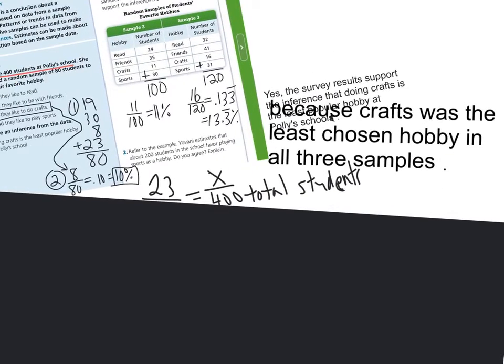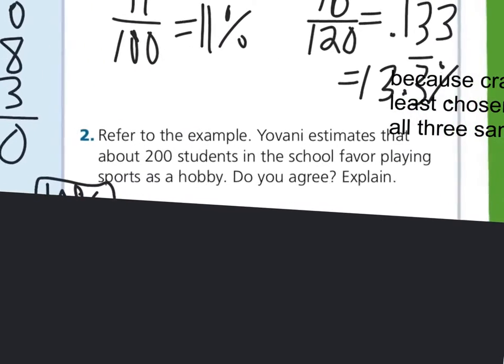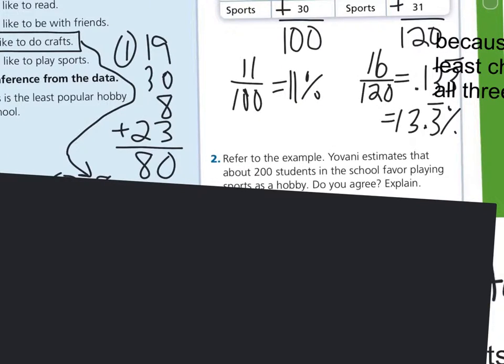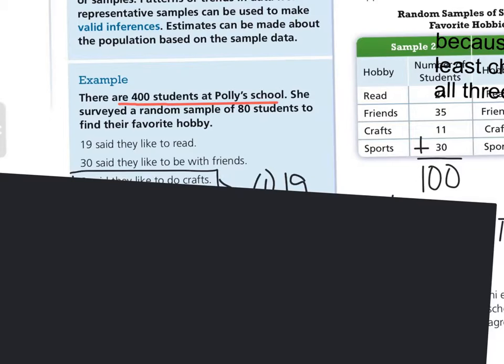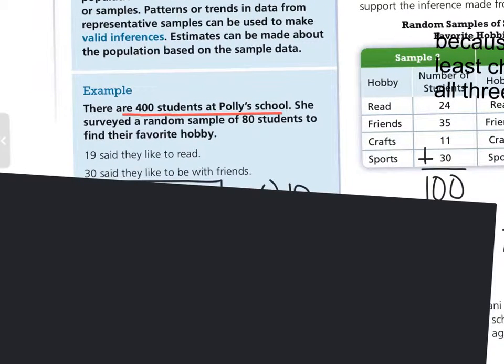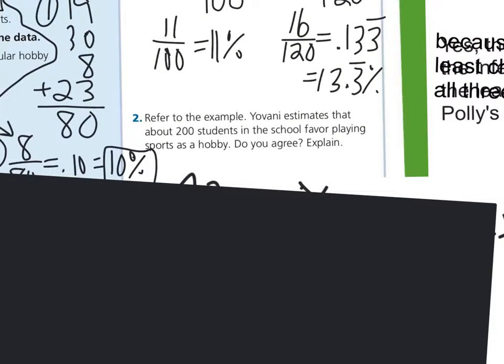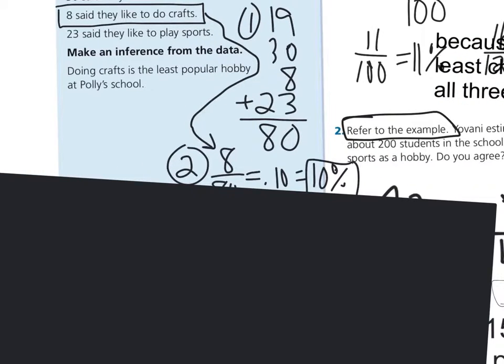All right, then if we look at number 2, it says refer to the example. Giovanni estimates about 200 students in the school favor playing sports as a hobby. Do you agree, and explain? So this one, we got to look at all the information given. It tells us over here on the example that there are 400 students at Polly's school. And so if he's estimating about 200 would favor playing sports. Also, notice it says refer to the example. So we're actually just looking at the example information rather than the samples 2 and 3.